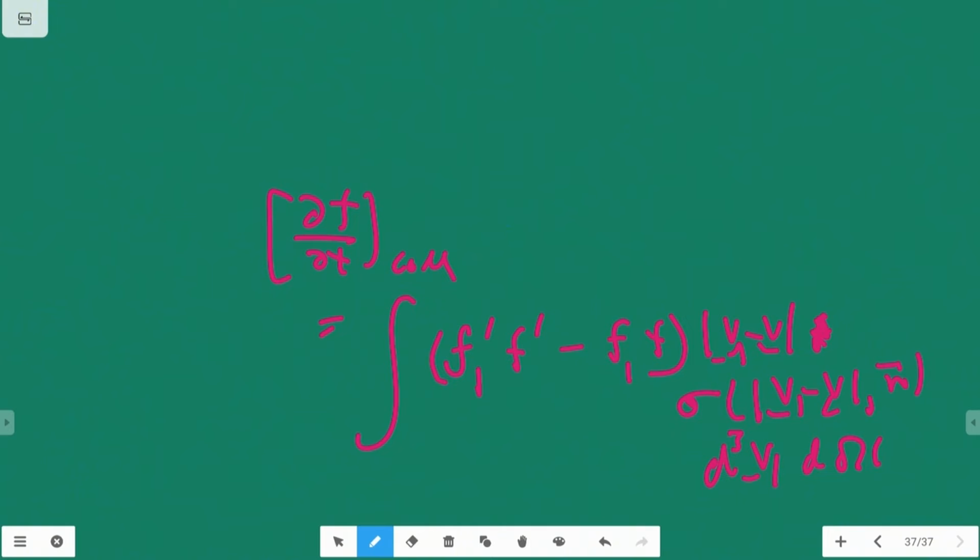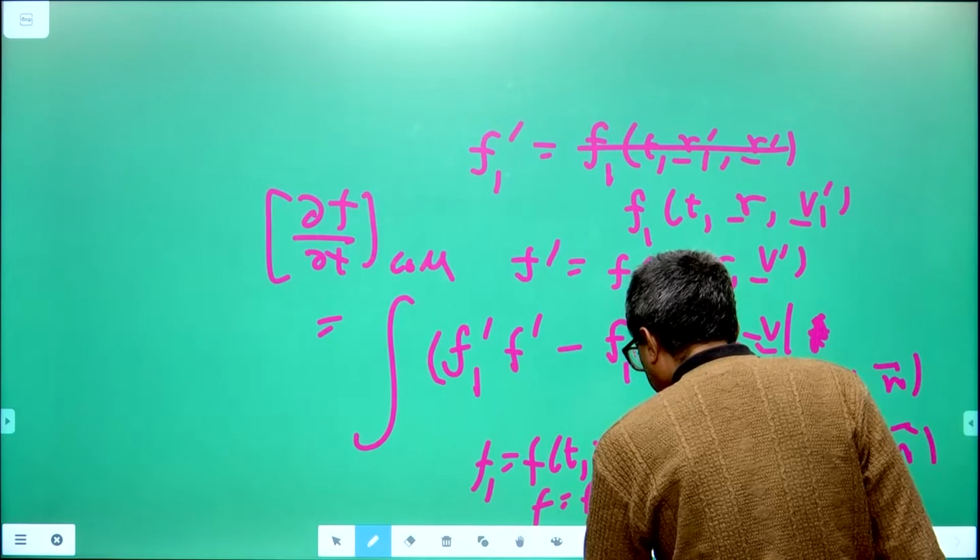right, where by prime I mean you are using an abbreviated notation, namely f1 prime means f1 of t, r, v1 prime, because the scattering is taking place at the same position r, only the velocities are different. So, f prime is an abbreviated notation for f of t, r and v prime, and f1 means f of t, r, v1 and f means f of t, r, v, right.